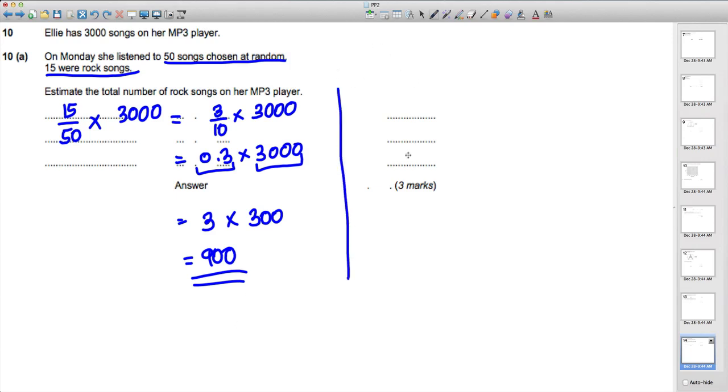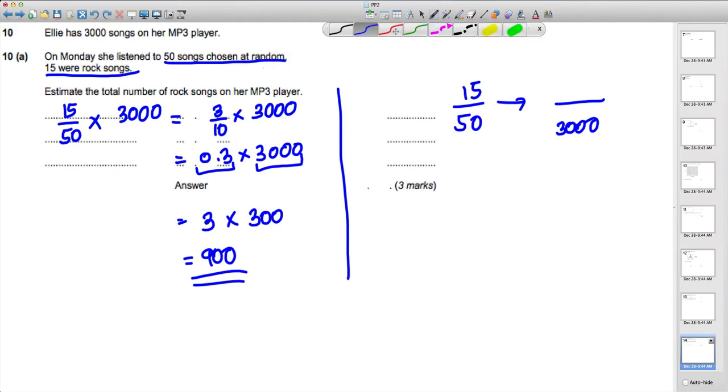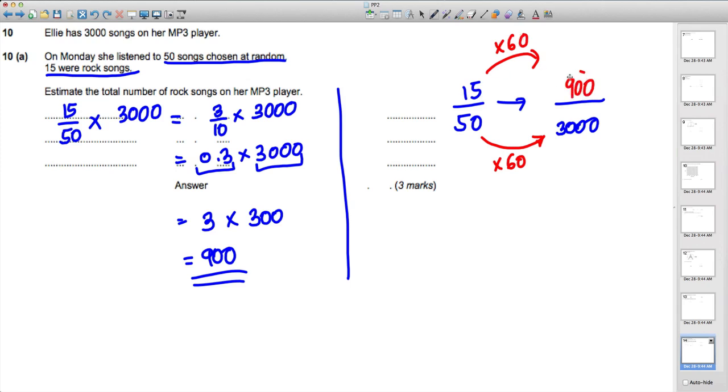Another way, just out of interest, is you might say 15 out of 50 songs were rock songs, and you want to convert this into a fraction with 3,000 on the bottom. How many out of 3,000 would have been rock songs? So you can use equivalent fractions here. What do you need to do to 50 to get 3,000? Well, you need to multiply it by 60. So you do the same to the top, and 15 times 60, well, 10 times 60 is 600, 5 times 60 is 300, so it would be 900. So 900 out of 3,000 would have been rock songs. Again, the same answer we got previously.